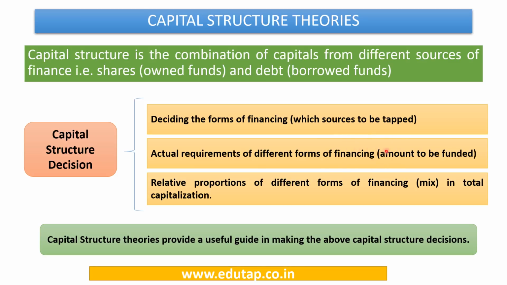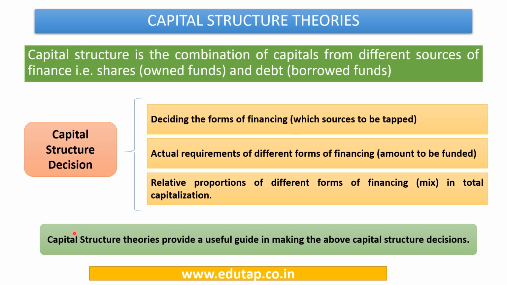Whether the entire money is to be raised through the issue of bonds, and some money may be raised through the issue of shares, or any other case. Next is the relative proportion of different forms of financing, or the mix in total capitalization. So we have decided that we have to raise money in the form of debt as well as shares. Then we have to decide how much is going to be the proportion of debt and how much is going to be the proportion of shares in the total money raised. So these are the questions which arise when we make the capital structure decision.